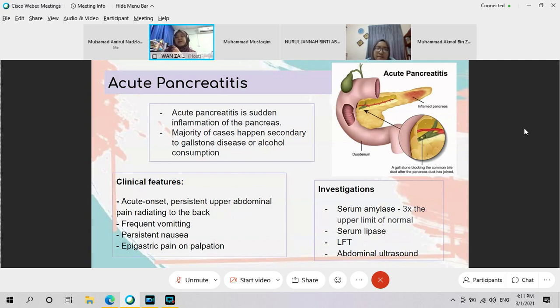Kena ingatlah. Alright. So my next question is, why is that so? Kenapa? Kenapa dia jadi macam tu? Kalau supine lagi sakit, patient pun bangun duduk untuk hilangkan sakit tu. Kenapa is that so? Why it radiates to the back?